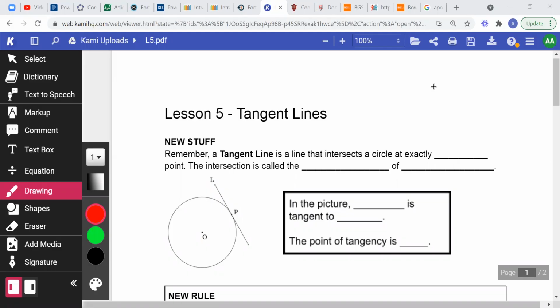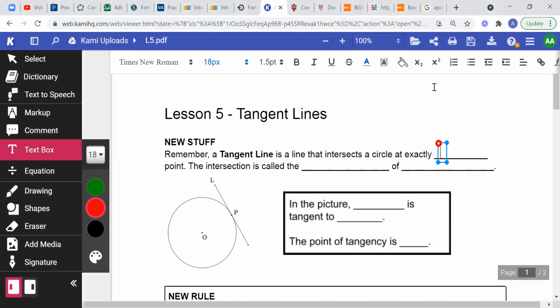We all know the definition of tangent lines, so we're not going to waste time there. So we remember that a tangent line is a line that intersects a circle at exactly how many points? Savannah? I said a tangent line is a line that intersects a circle at exactly how many points? One.